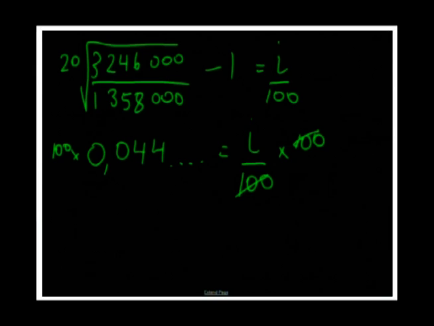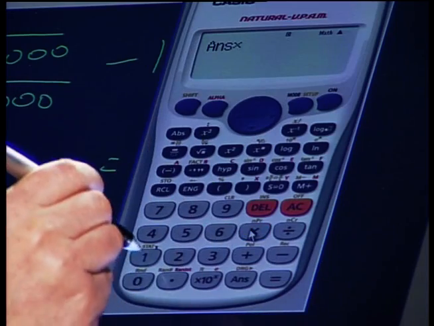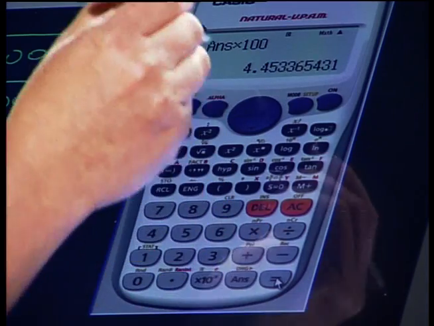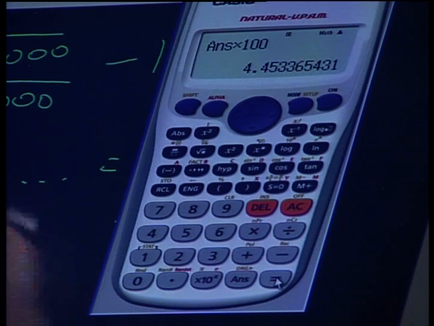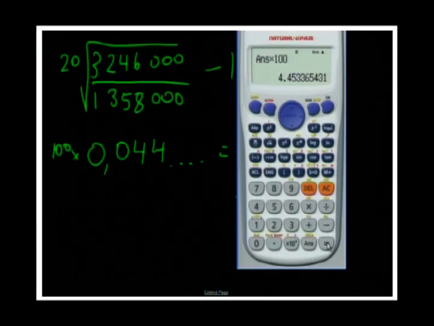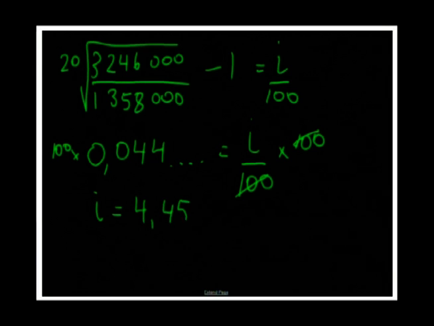I'll go back to my calculator, and all I'm going to do there is I'm going to say my answer times by 100, and I get an answer of 4,45%. And what's great about multiplying by 100 is my answer is in a percentage already. So let's write that number in. So my solution was now i is equal to 4,45%.